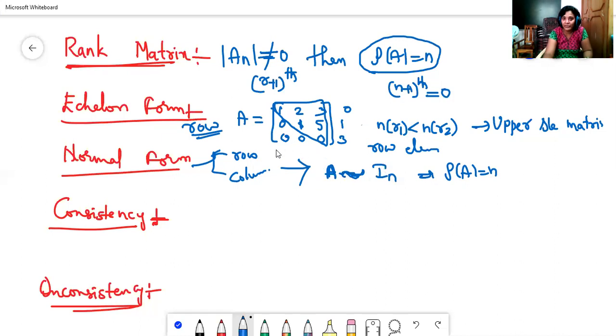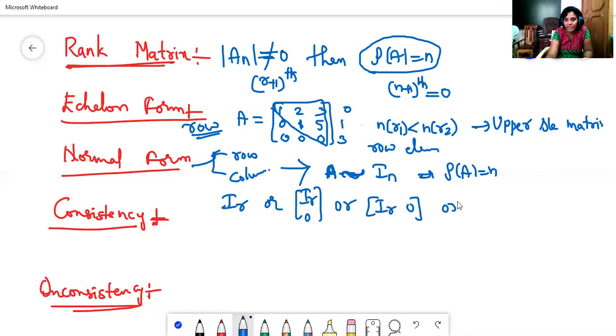By using row operations, we can first reduce to echelon form. Next, we use the column operations, then it goes to the identity matrix. In that, the normal form can be expressed as either [Ir 0], or the column form [Ir; 0], or the square matrix [Ir 0; 0 0]. In this case, the rank of the matrix A is r.